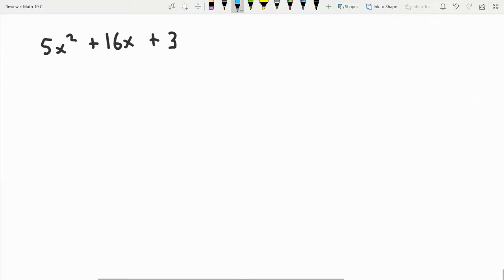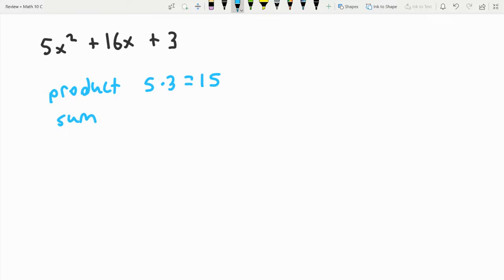And in this case, my product would be the value of my first term, not including the variable, times the value of my last term. So in this case, 5 times 3, which happens to be 15. And my sum would just be the value of my middle term, not including the variable. So it would be 16.